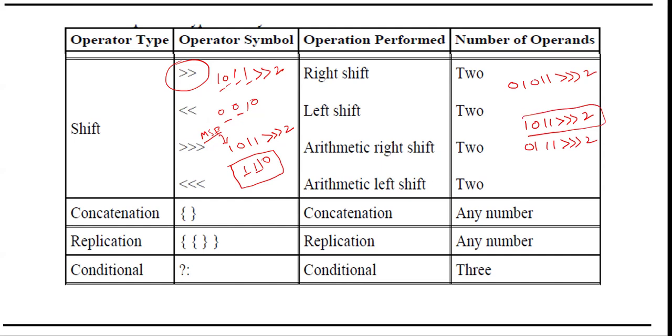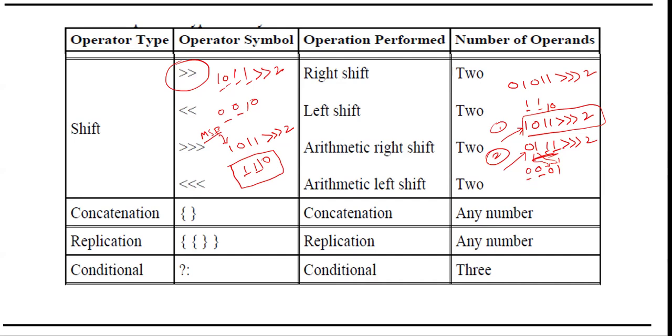In the first case, this 0 1 will occupy here, but the vacant positions will be occupied by whatever the MSB bit is. What is the MSB bit here? 1. So these vacant positions are occupied with that MSB. Now the second case: 0 1 will be moved to this position. Twice it is moving now. This one we are going to lose, and this one also we are going to lose. This one will come here and sit, and this 0 will sit here. But the vacant positions will be filled with the MSB. What is the MSB? 0. So that is 0.